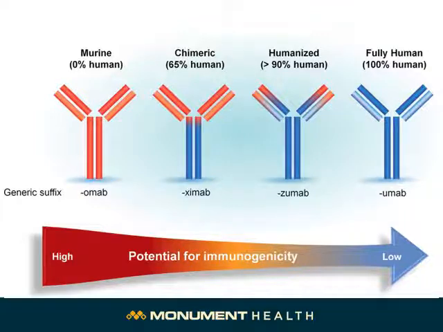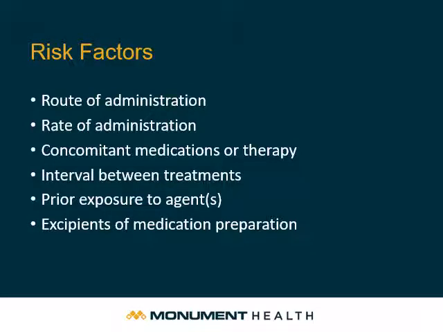So things that we have to think about when we're administering agents and what the likelihood of someone reacting is. So they have risk factors. Things like route of administration, the rate of administration, concomitant medications or therapy, interval between treatments, prior exposure to agent or agents in the regimen, and then excipients of a medication preparation.